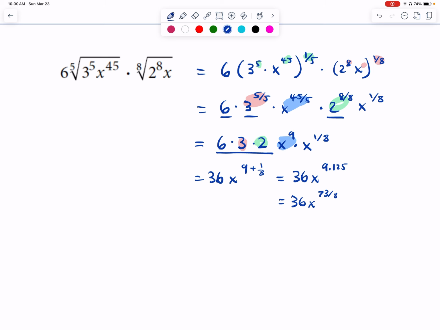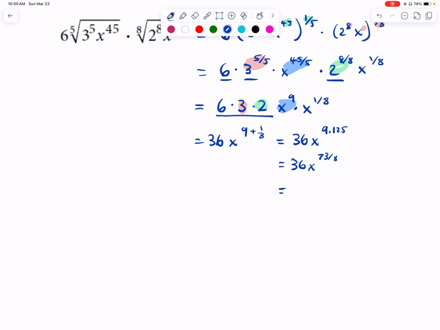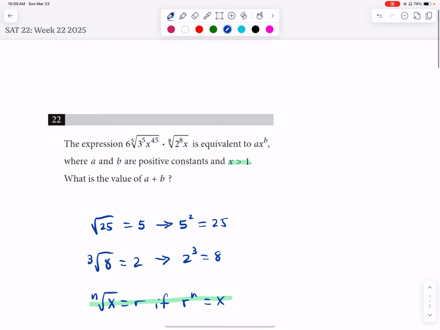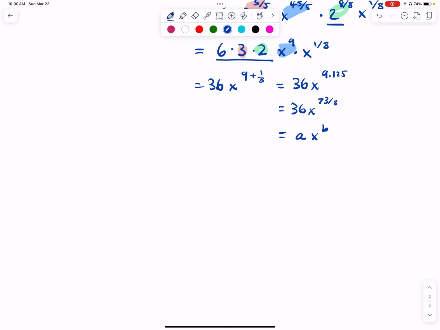There you go. All right, we have now gotten this to the point where this is supposed to be equal to a times x to the b power. And now all I have to do is, according to the problem, add my a and my b value together. So we can see here that our a is equal to 36 and the b is equal to 9.125. Now if I add these two things together, I get 45.125.